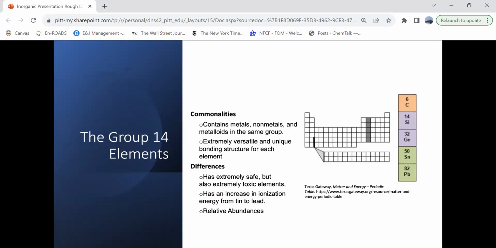So some commonalities and differences between the group 14 elements. Some commonalities is that they contain metals, nonmetals, and metalloids in the same group. They're extremely versatile and have a unique bonding structure for each element. Some differences are like carbon is extremely safe, but then there's also extremely toxic elements like lead. There is an increase in ionization energy from tin to lead, and then the relative abundances of each element in the group 14 main group does differ.